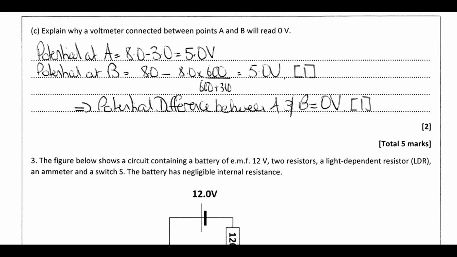For the first one, we've already worked out the potential difference across the 120 ohm resistor in the circuit. The potential starts at 8 coming out of the cell. It loses 3 across the 120 ohm resistor, which means there's 5 volts of potential left at A. For B, we work out the potential difference across the 600, this time using a potential divider equation. Again, same process, subtract that from 8. That tells us the potential at B. And what you'll notice is these two values are the same. They're both 5 volts.